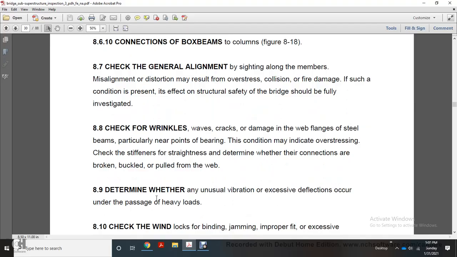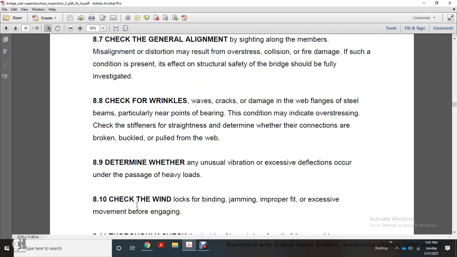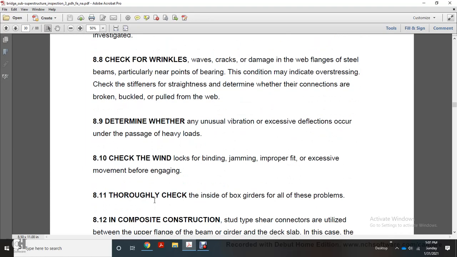Determine whether unusual vibration or excessive deflection occurs with the passage of heavy loads. Check for winding, binding, jamming, improper fit, or excessive movement between members before engaging thoroughly. Check the inside of the box girder for all these problems.